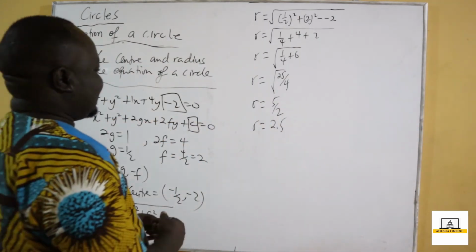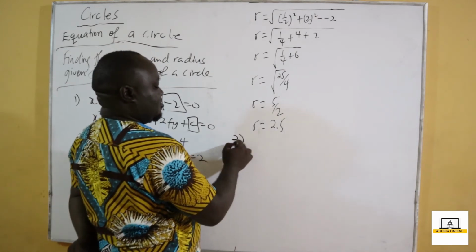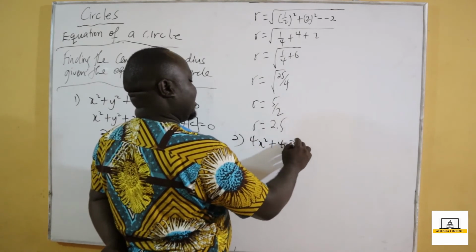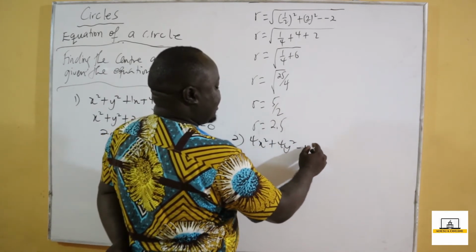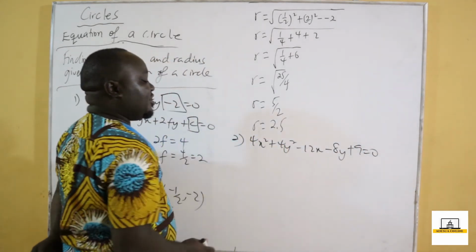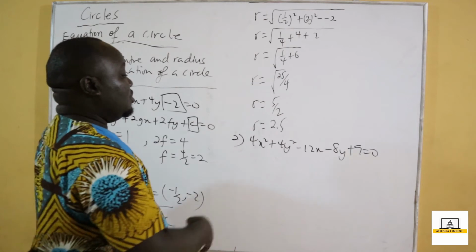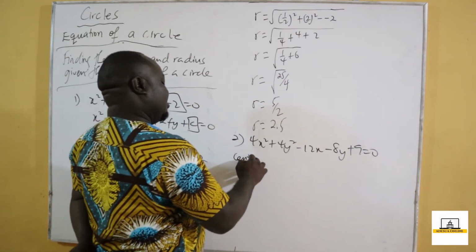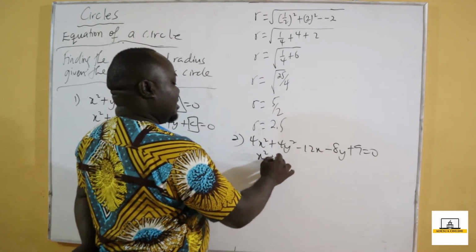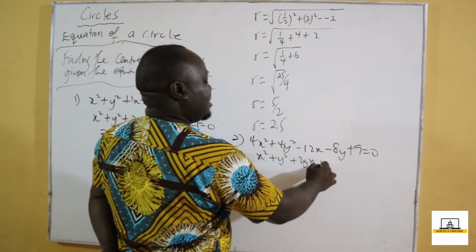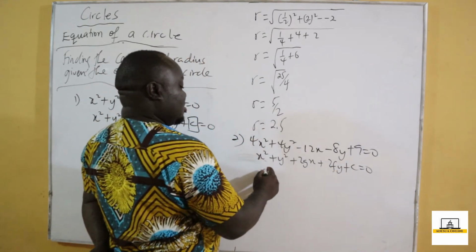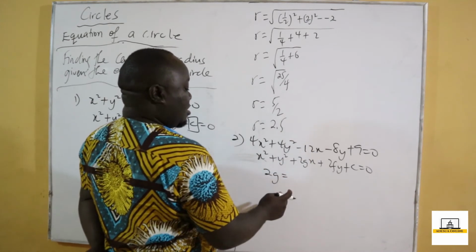Assuming we want to find the center and radius of this equation: 4x squared plus 4y squared minus 12x minus 8y plus 9 equal to 0. Let's say we want to find the center and radius of this circle. So for the center, we shall have, comparing this to x squared plus y squared plus 2gx plus 2fy plus c equal to 0, our 2g will be equal to, okay.